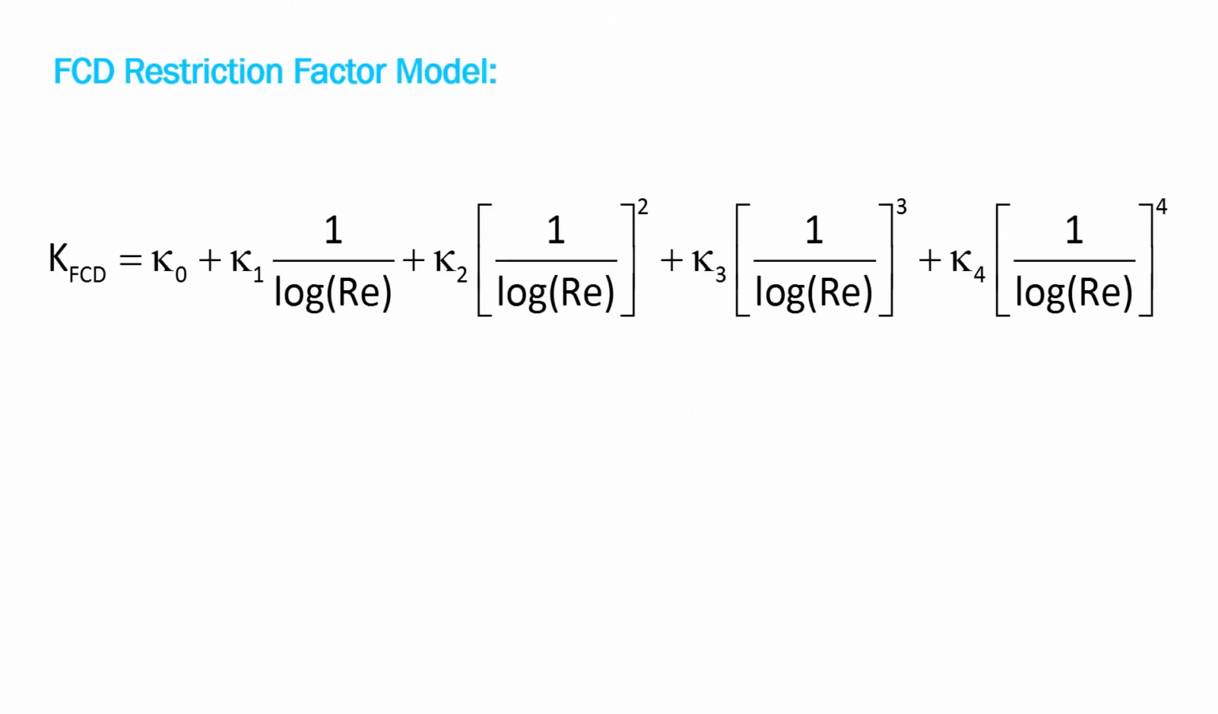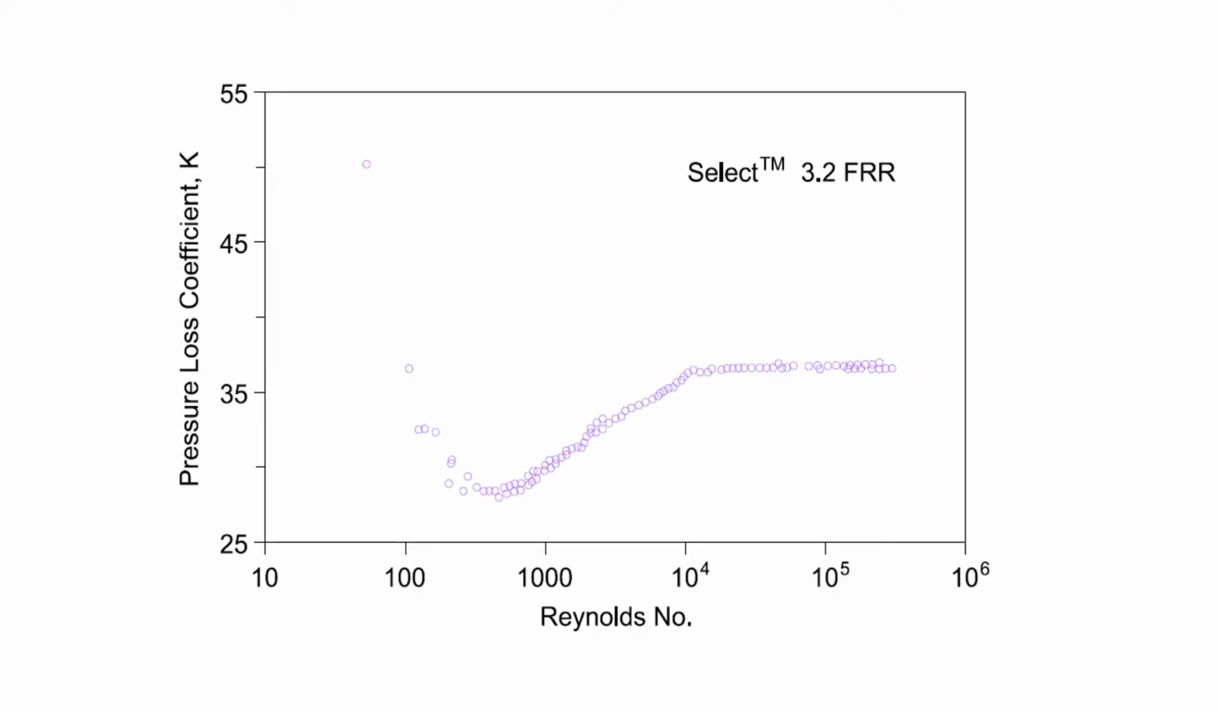To create the unified model in the Eushaw software, we came up with this correlation for the restriction factor. You need these five kappas, from kappa naught to kappa 4, and by having these you can calculate KFCD at any Reynolds number. One may ask why this equation. Why not just a function of Reynolds? Why not just a function of log Reynolds? Why do we have to use the inverse of the log of Reynolds?